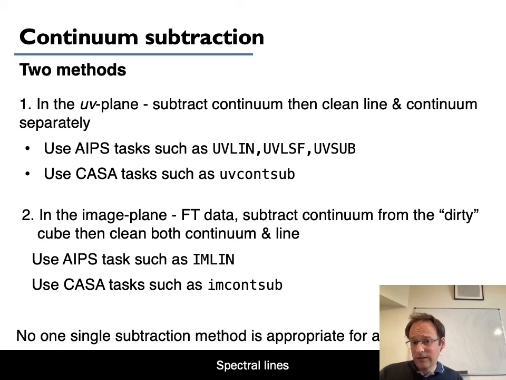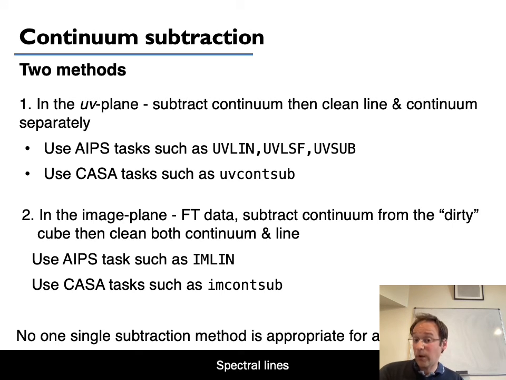And when you're doing that, what you're going to want to do is identify and tell the program the channels that contain the line signal so that they're ignored in that fit. And then it subtracts out the polynomial and you're left with a visibility data set that is free of the continuum.